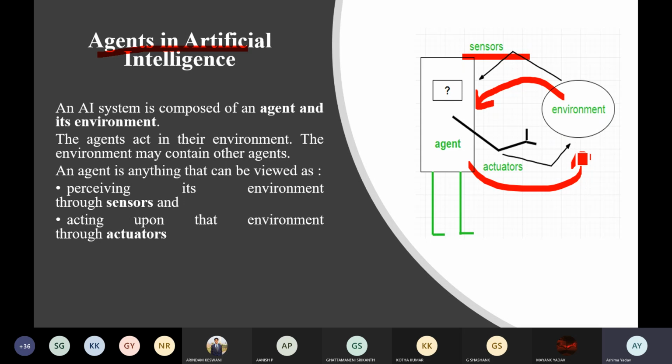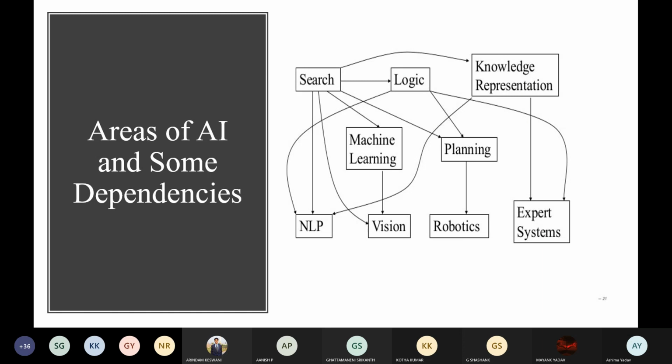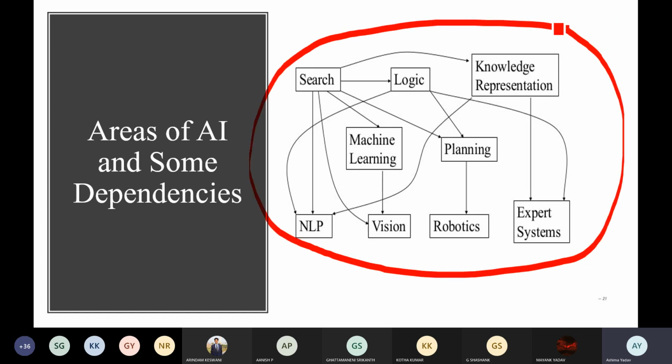Even as I told, we humans, we are also intelligent. We capture the data from our eyes, ears, and then we give the output with the help of, let's say, our mouth or the hands. So that's how the concept of agents comes up in the AI, artificial intelligence. So these are again some of the areas and dependencies of AI. Now, as you can see, this area is dependent upon many areas which are there.